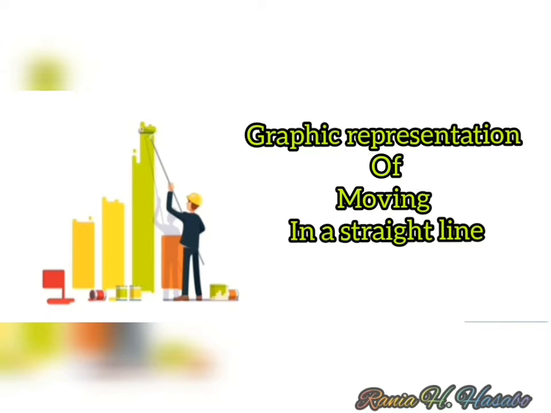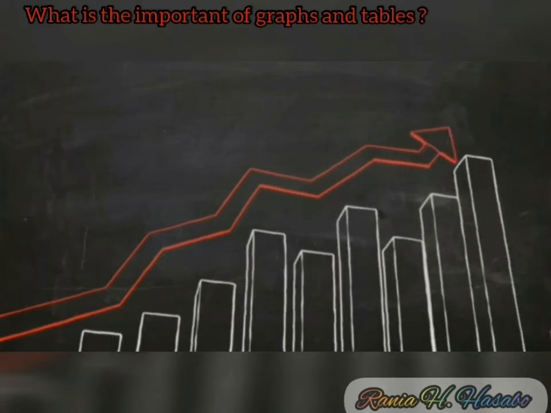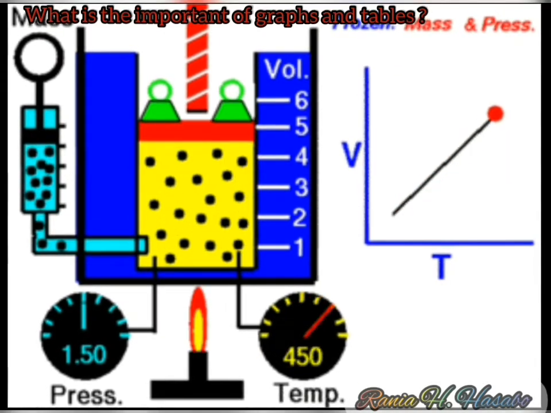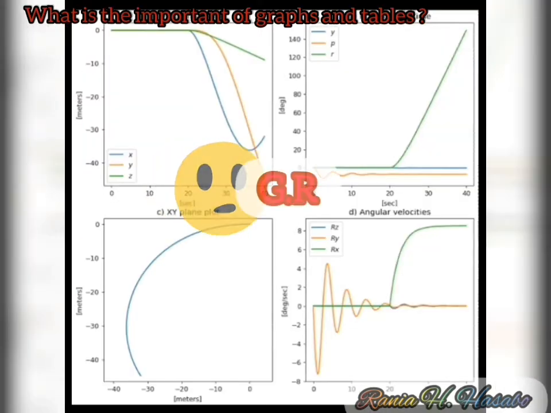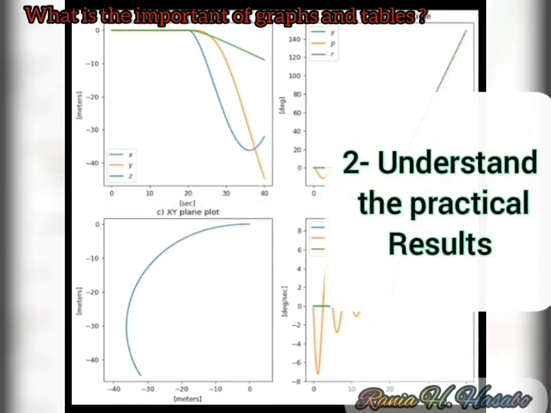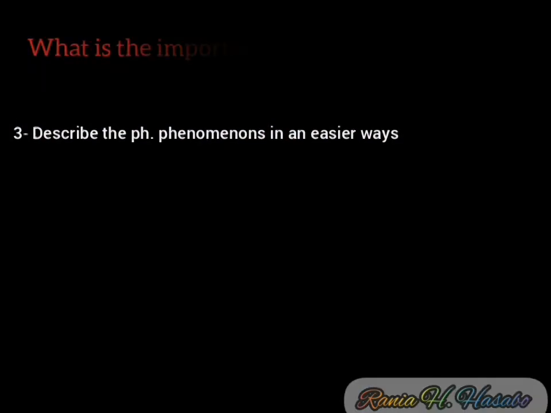This lesson will include the graph representation of moving in a straight line. But in general, what is the importance of graph and table in our life? Physical phenomena can be described and understood in many ways. We choose graph and table to describe this phenomena in an easier way. From here, give reason: physicists use other mathematical relations like graph and table. Number 1 predicts the relation between certain physical quantities. Number 2 understands the practical result. Number 3 describes the physical phenomena in an easier way.